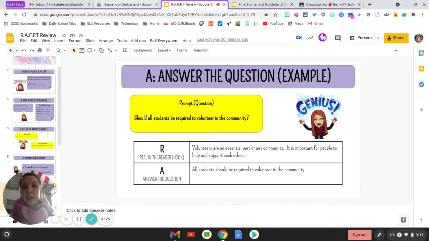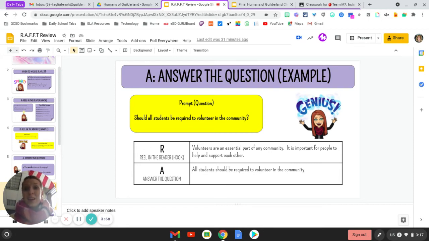Here's the same question: should all students be required to volunteer in the community? Here's my hook sentence. Volunteers are an essential part of any community. It is important for people to help and support each other. Now this is where I make it clear. This is really a yes or no question. Should they be required to volunteer, or not? All students should be required to volunteer in the community, period. I don't need to say why, because that's for later in my paragraph. I just need to hook the reader and give them my answer.